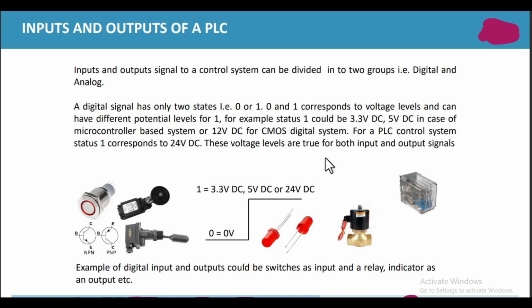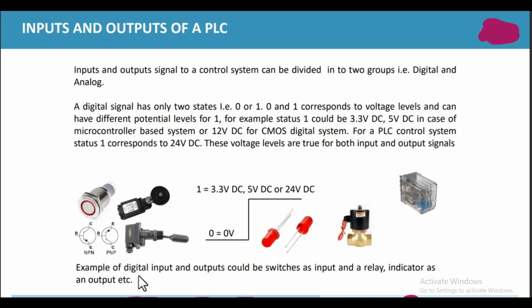These voltage levels are true for both inputs and outputs. Similarly, for output, if the status is 1, it means that there is 24 volt in a PLC. In the case of CMOS, it would be 12 volt, and in the case of other systems, it would be 3.3 volt, 5 volt, and so on. Status 1 corresponds to 3.3 volt DC, 5 volt DC or 24 volt DC for different kinds of systems, and status 0 is equal to 0 volt.